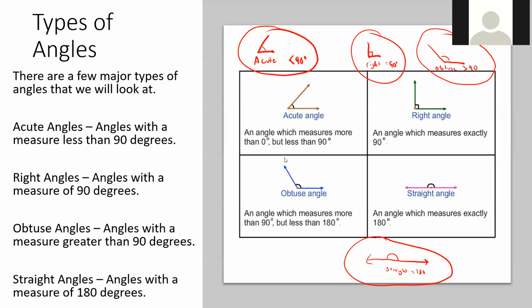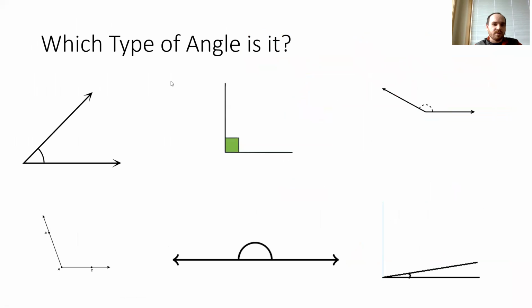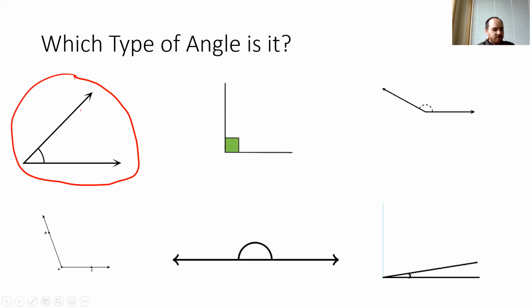Okay, I'm done. Okay, let's move on. So what I want you guys to do is tell me, what kind of angles are these? Ideally, I'd like people to play out loud, but let's start with this first one. What kind of angle is this that I just circled in red? Is it acute, obtuse, right, or straight?